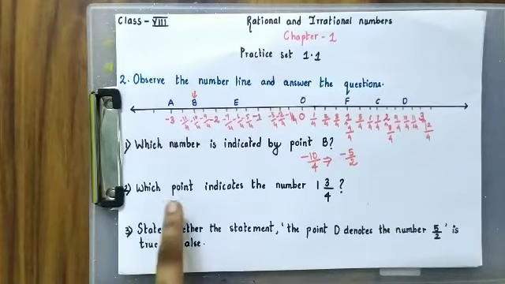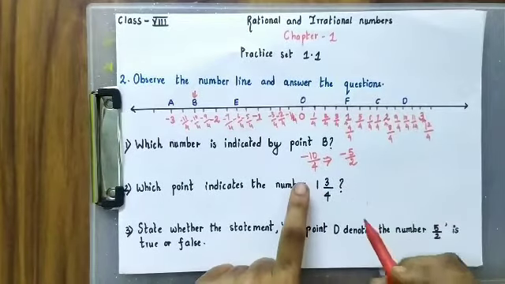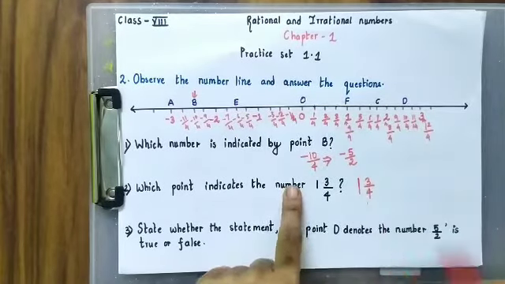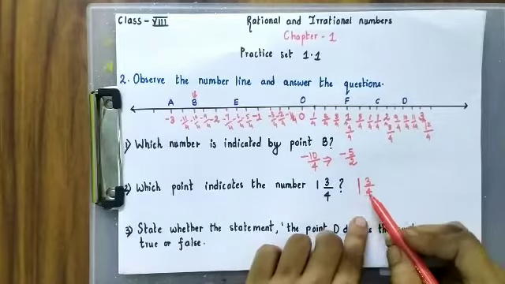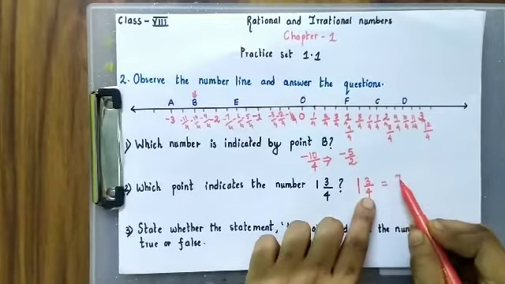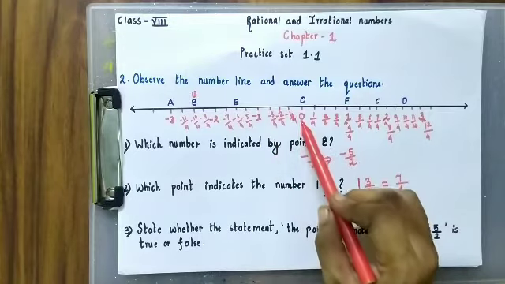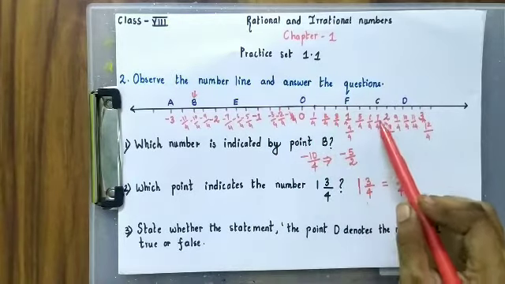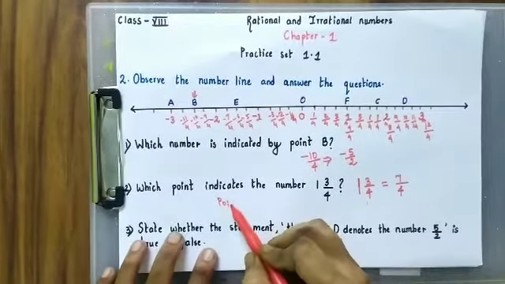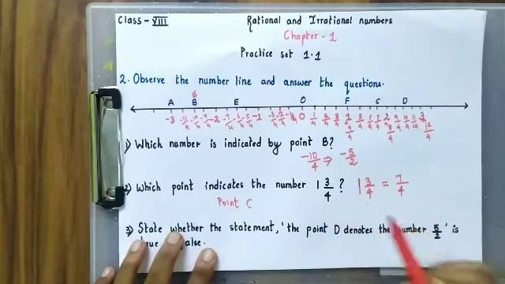Second question. Which point indicates the number 1 whole and 3 by 4? So let's convert this into an improper fraction, as this is a mixed fraction. 1 into 4 is 4. 4 plus 3 is 7. So you will get 7 by 4. Now as the number is positive, look towards the right of 0, and 7 by 4 is denoted by C. So point C indicates the number 1 and 3 by 4.